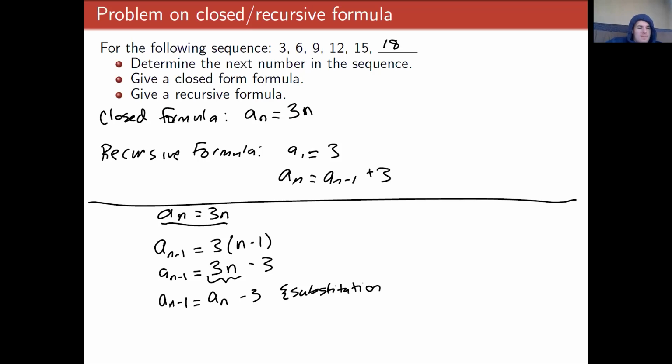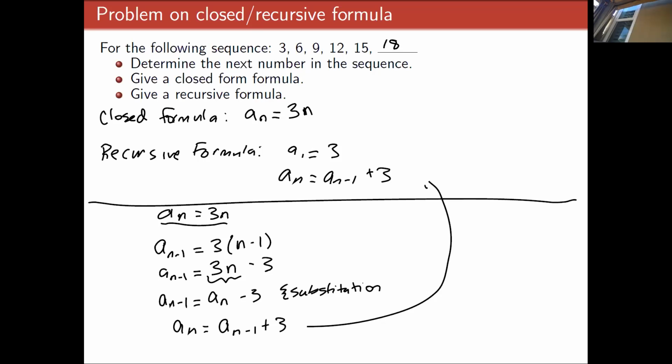And then solve for a sub n. So then this would give us that a sub n is equal to a sub n minus 1 plus 3. And you'll see that that's exactly what we got, just guessing and checking for the recursive formula. For this problem, it was pretty easy to come up with the recursive formula, but sometimes it may not be. So if you want a more systematic way to find recursive formulas in general, you can start with the closed formula, and then you can derive what the recursive formula is.